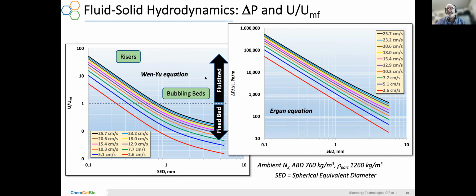We can decide how to design the catalyst properties such that it'll do what we want it to do in the process. Now, for fixed bed applications, we typically use something like the Ergun equation to predict the pressure drop. And here I'm showing the same kind of plot. You're showing the logarithmic particle diameter on the x-axis and the specific pressure drop, pascals per meter, on the y-axis. Of course, as the gas velocity goes up, the pressure drop goes up.